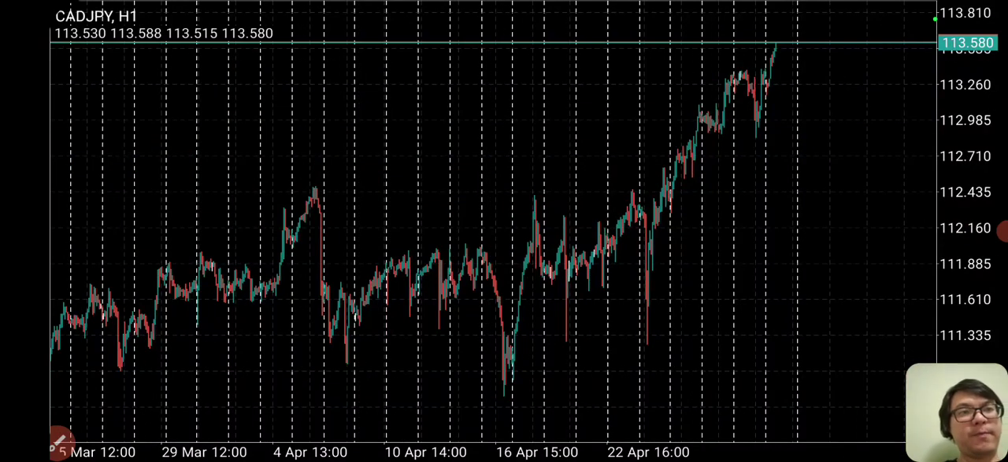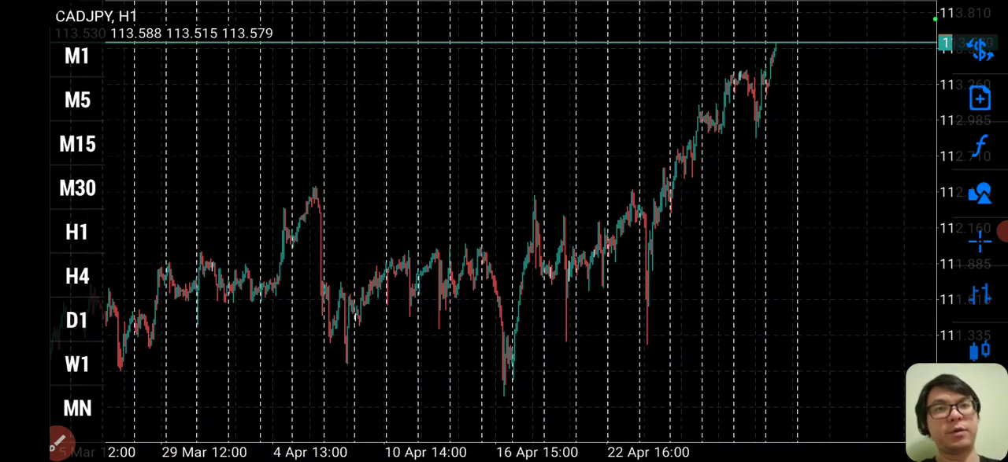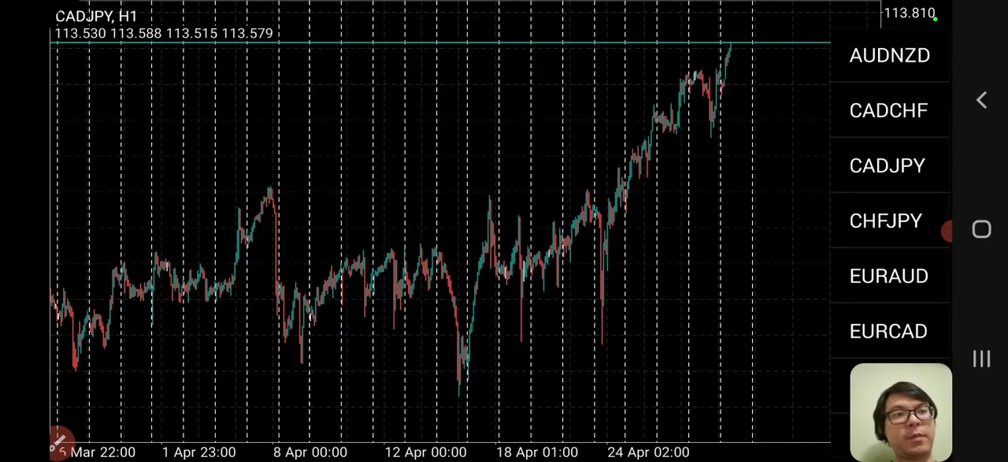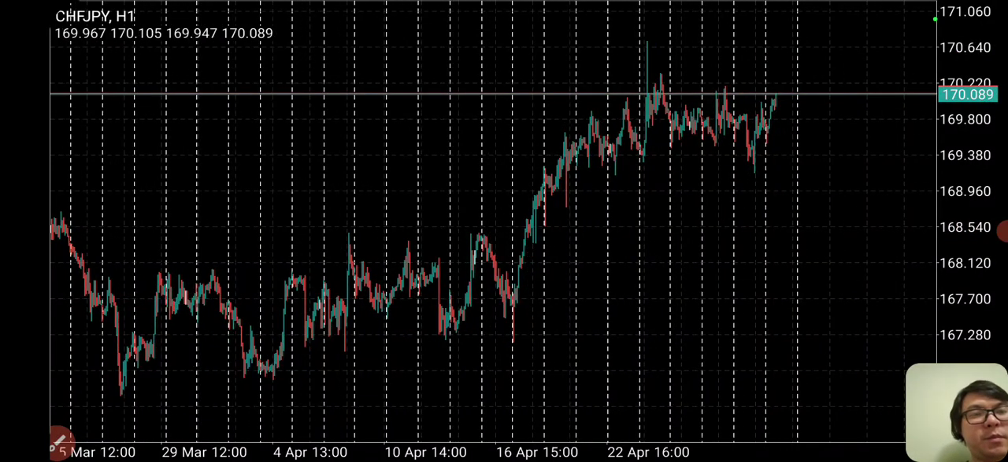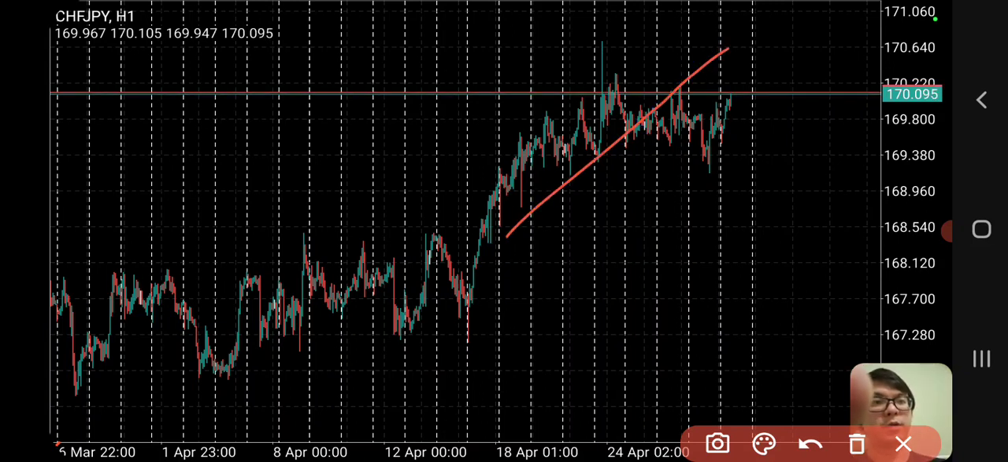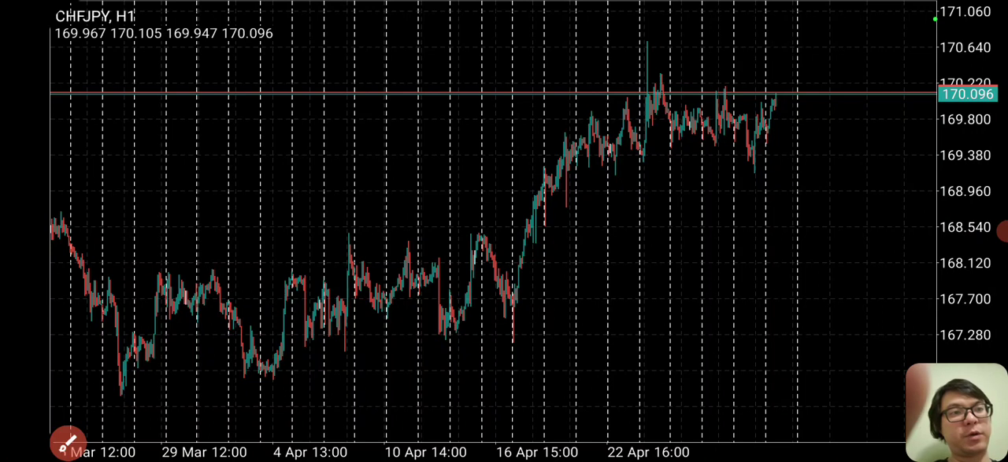Cat Yen. All yen pairs are kind of shooting up, so there's nothing to expect at this point. Swiss Yen. This one is similar, in a consolidation area, even a trend line break, but I don't see any resistance being created. Trend line break, but there's no resistance line being broken down or held. So skip.